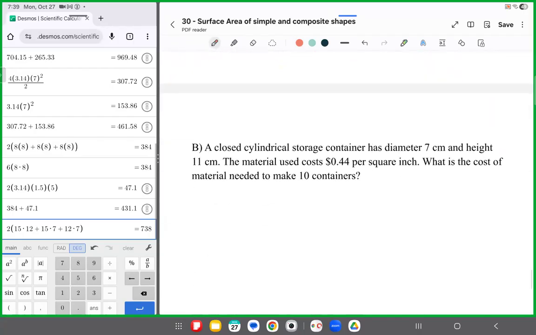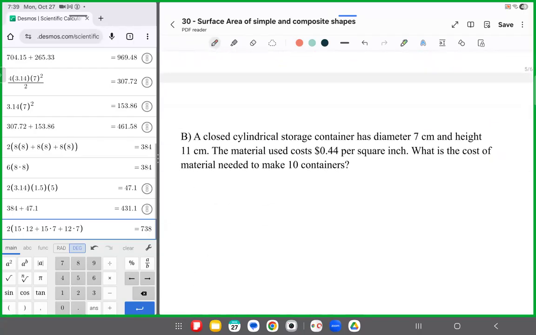All right. We have a closed cylindrical container that has a diameter of 7 centimeters and a height of 11 centimeters. The material used costs 44 cents per square inch. So already we should be mindful of the fact that we have to do some sort of conversion here. And we need, what is the cost to make 10 containers?